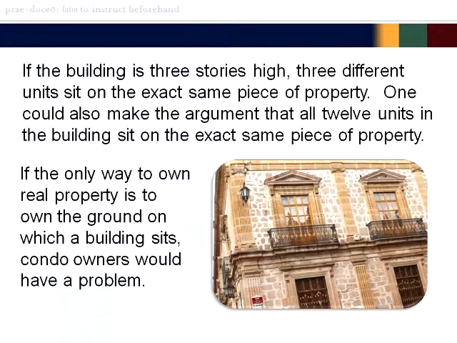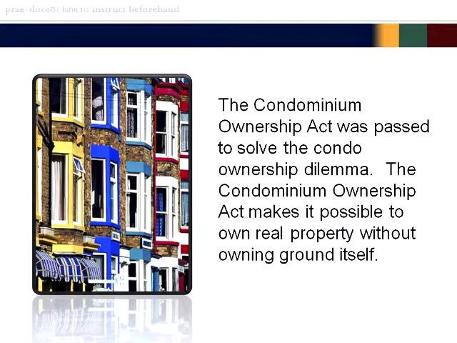If the building is 3 stories high, 3 different units sit on the exact same piece of property. One could also make the argument that all 12 units in the building sit on the exact same piece of property. If the only way to own real property is to own the ground on which the building sits, condo owners would have a problem. The Condominium Ownership Act was passed to solve the condo ownership dilemma.